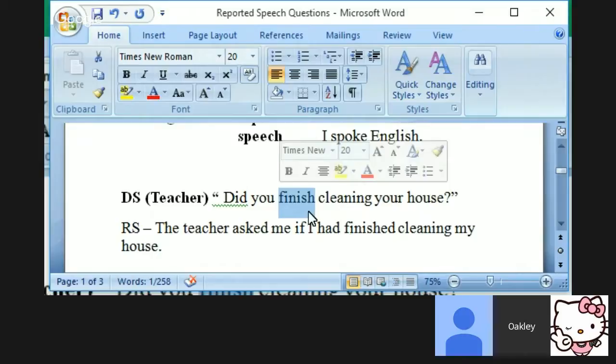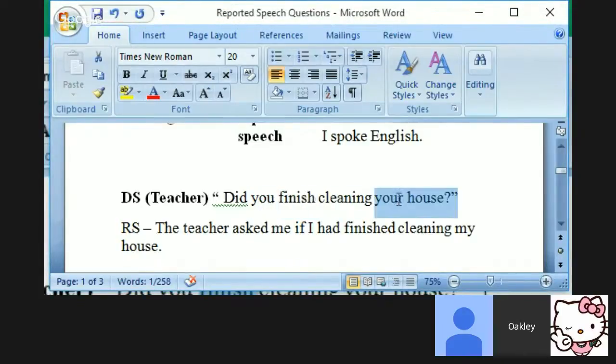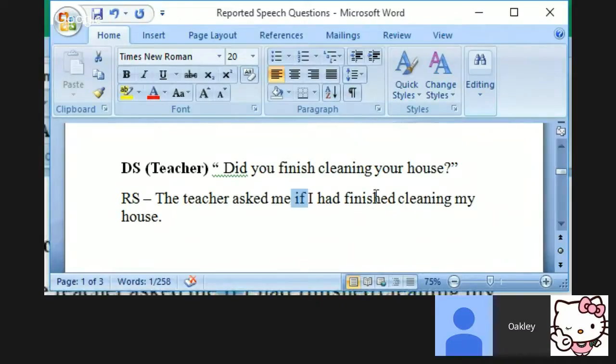This is interesting. Did. Simple past tense. Right, not do, but did. So the first question is in the simple past. Very good job. Heidi correctly used backshift. For simple past, you need to convert it to the past perfect using auxiliary had. This is absolutely correct. Great. And she included the if, which we have to do if there's no interrogative. If I had finished cleaning my house. That's it. Perfect.